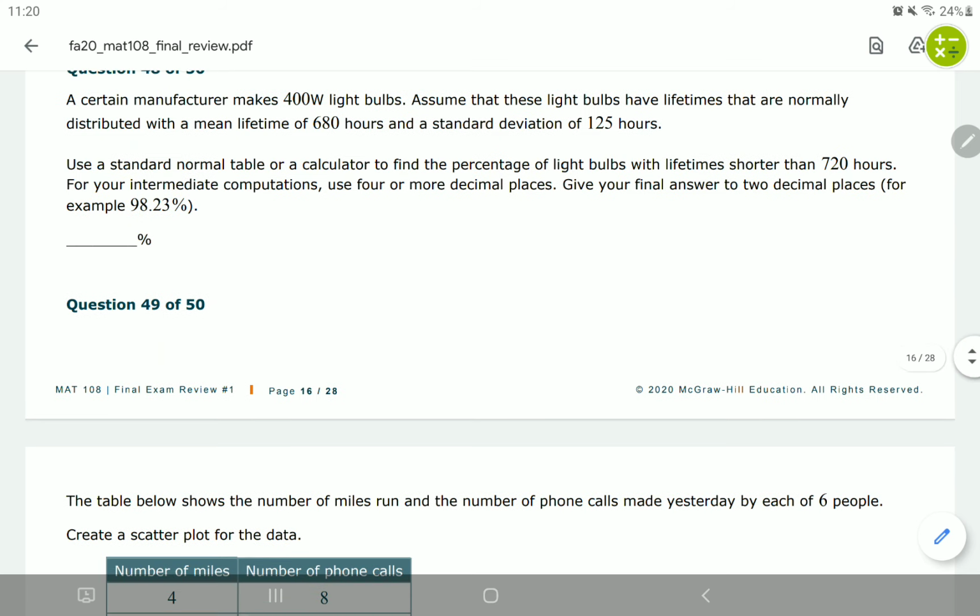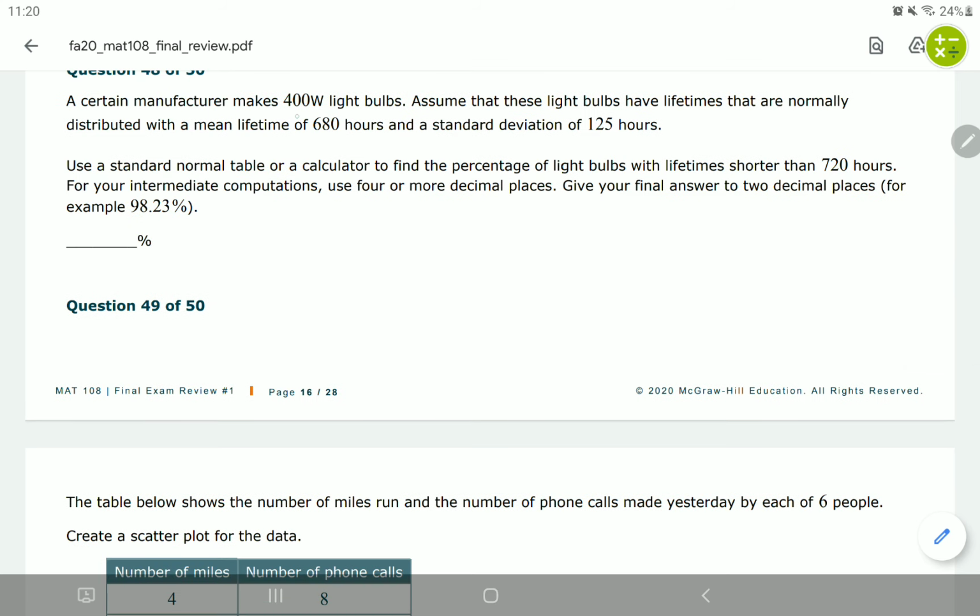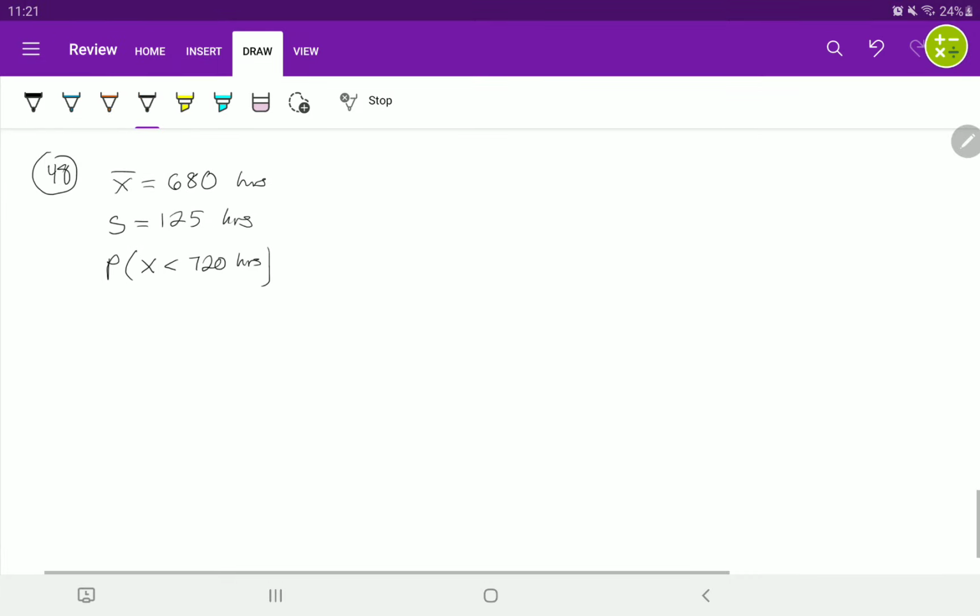Anyways, with a mean lifetime of 680 hours and a standard deviation of 125 hours, use a standard normal table or calculator to find a percentage of light bulbs with lifetimes shorter than 720 hours. For your intermediate computations, use 4 or more decimal places. Give your final answer 2 decimal places. For example, 98.23%. I don't know why I read the example.